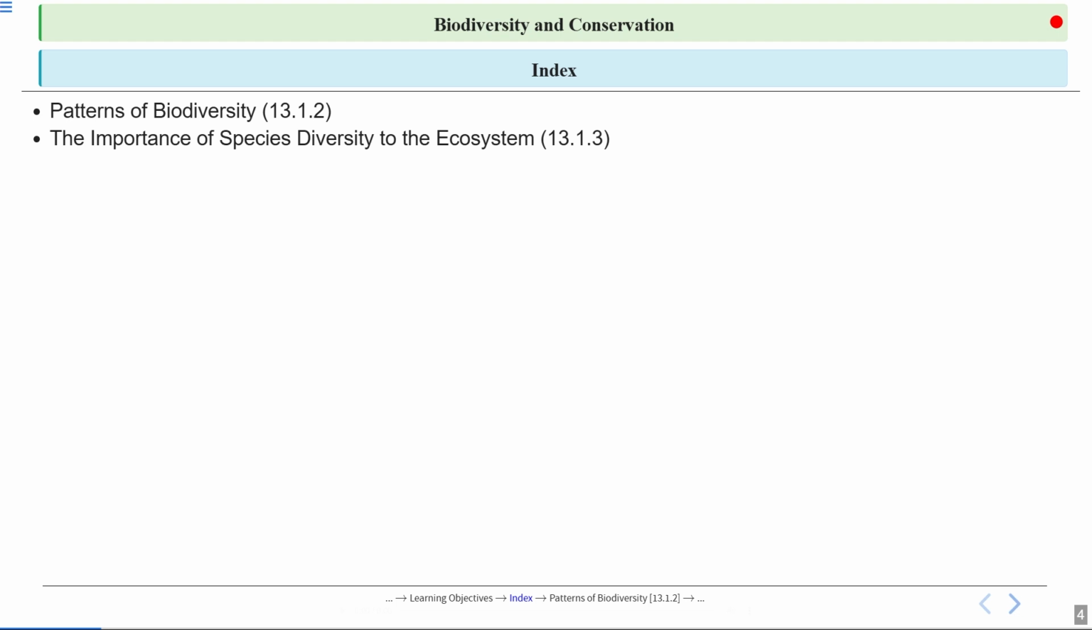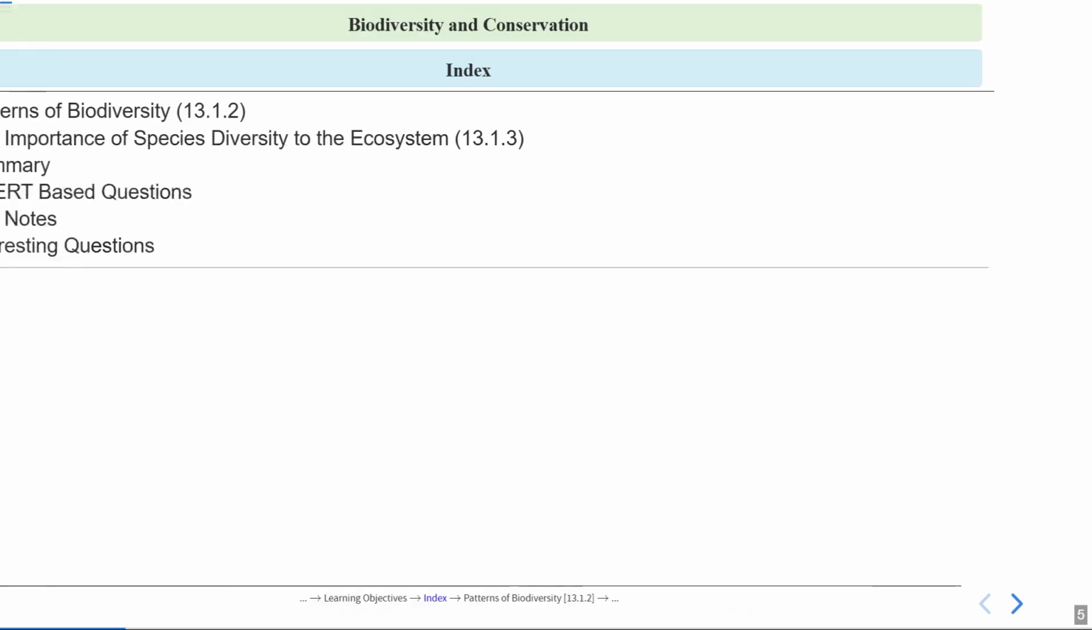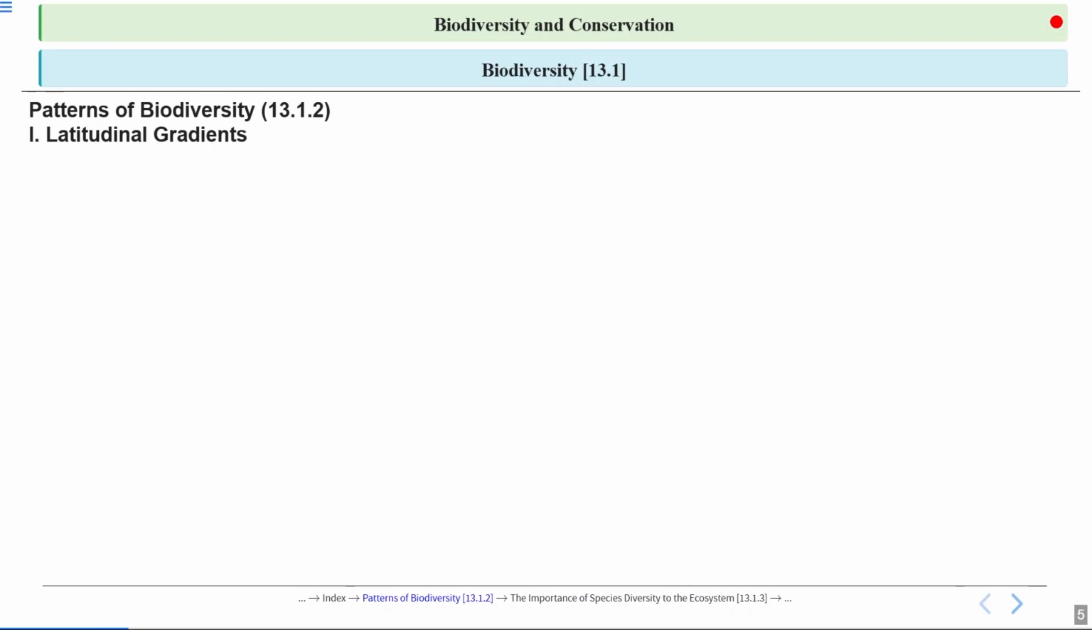We'll also talk about the importance of species diversity to the ecosystem, which is NCERT section 13.1.3. We will summarize this entire session. We'll also discuss some NCERT based questions, and some keynotes that will help you memorize these topics. In the end, there will be some interesting questions that will enhance your critical thinking ability. Now, let's start with today's session. So first, we'll be talking about the patterns of biodiversity.